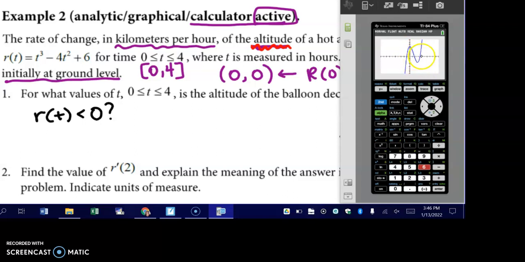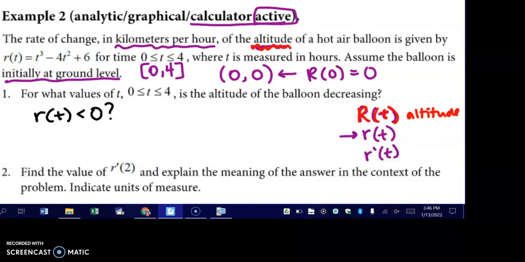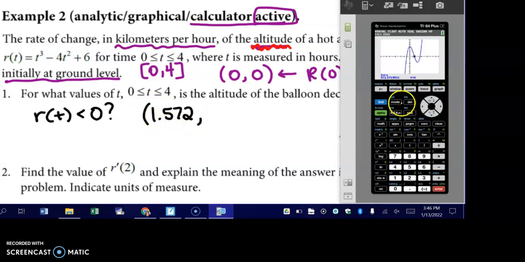I need to figure out what are these zeros. So second trace, looking for a 0. This 0 looks to be between 1 and 2. So I'm going to get a left bound of 1 and a right bound of 2. And I'm going to guess it's happening at 1.5. And I was so close, it's 1.572. So starting at 1.572 is where I drop into negative territory.